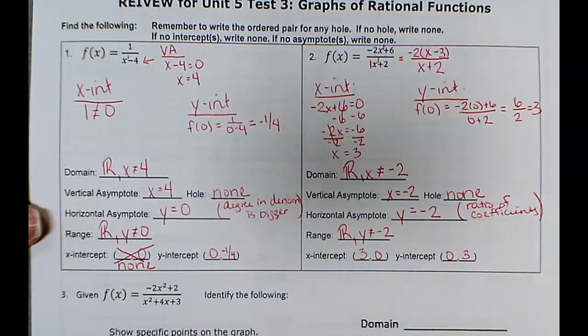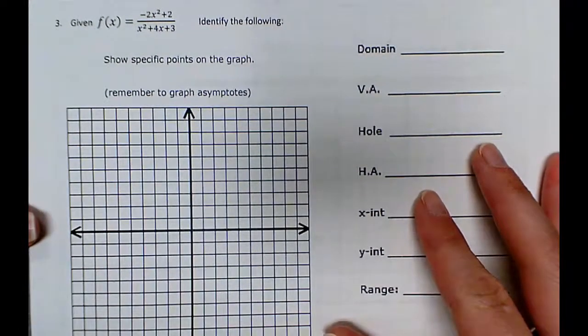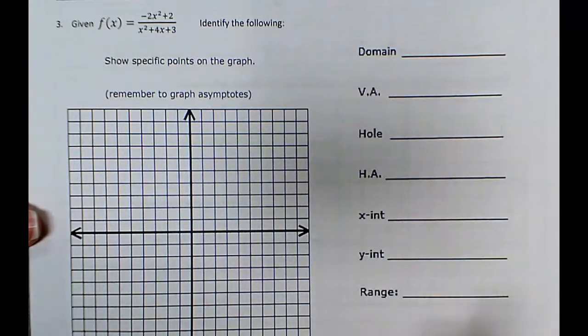So those were quick reviews on where to find the parts from each function and how to get those characteristics. So I'm going to move this up, going on to number 3. Number 3's function is a little more complicated looking. There's definitely some factoring that needs to happen in the numerator and the denominator.